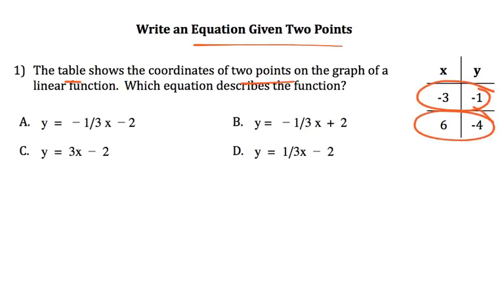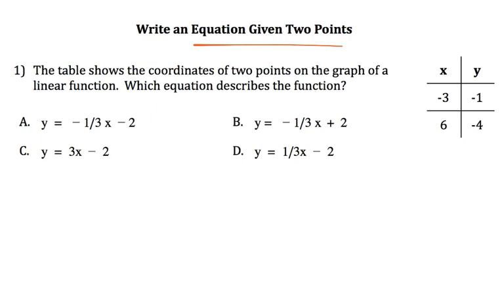So there's an x, y and there's an x, y on the graph of a linear function. By telling us that it's a linear function, we know that it stays straight. Maybe it's decreasing, maybe it's increasing. So which equation describes this function? Well, you have a lot of different ways you can go about this. You've learned a number of different things in this chapter.